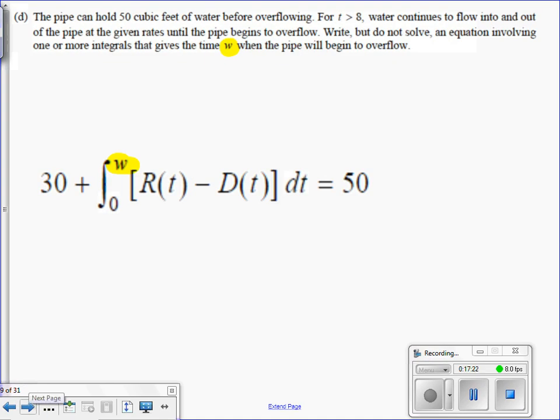Okay, and then the last part, the pipe can hold 50 cubic feet of water before overflowing. For t greater than 8, water continues to flow in and out of the pipe at the given rates until the pipe begins to overflow. Right, but do not solve. Write an equation involving one or more integrals that gives the time when the pipe will begin to overflow. So when the amount of water is 50. Yes, right.